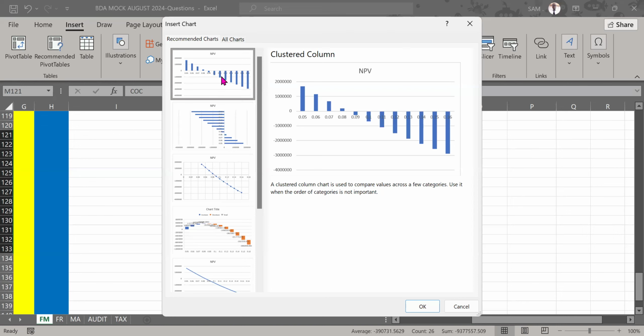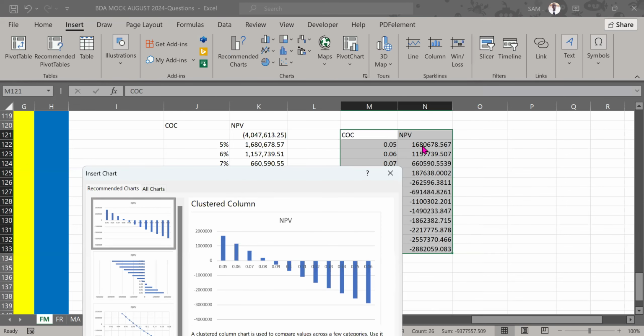Let's look at this clustered column. We know clustered column is usually best when presenting values. But remember, we are looking at cost of capitals against net present values. We want to see at what point our NPV is going to be zero. NPV should be on the y-axis, and then cost of capitals should be on the x-axis. So where the line crosses, where NPV is zero, that is where our IRR should be.